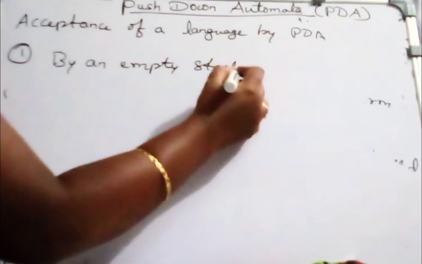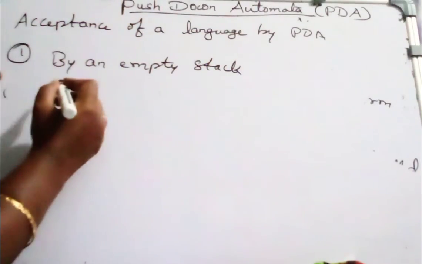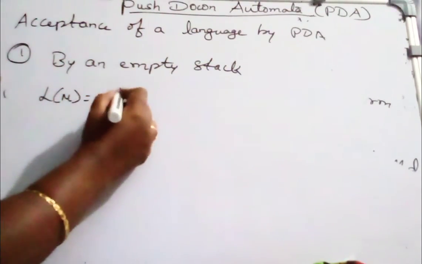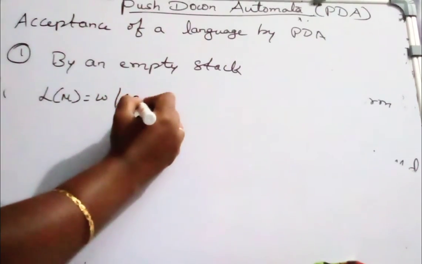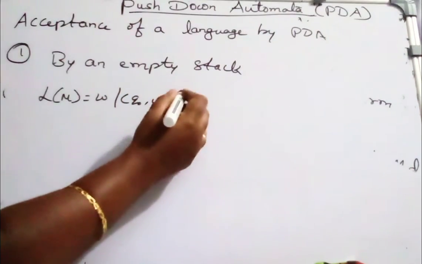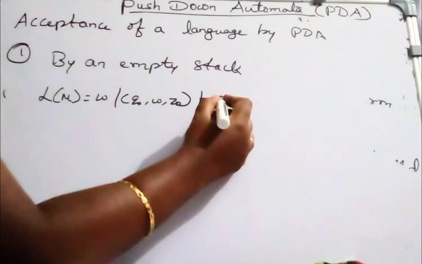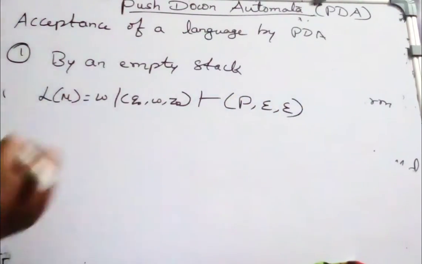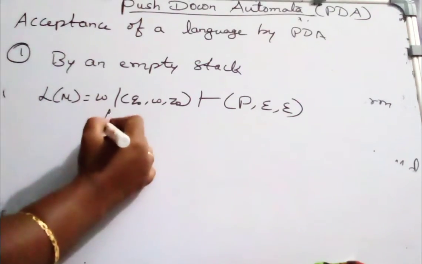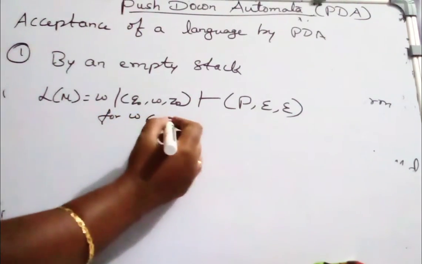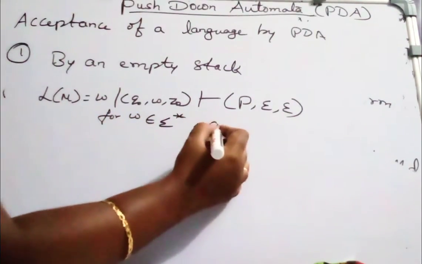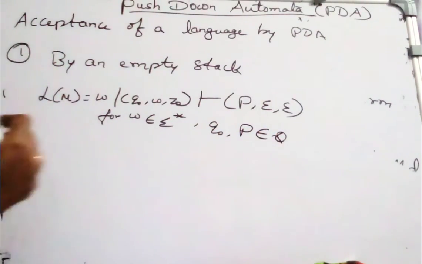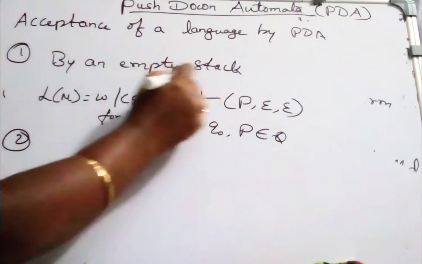If it is accepting the language by an empty stack, then we write L(M), the language of the machine, is equal to {W | (Q0, W, Z0) ⊢* (P, ε, ε)}. So this is how we write it, for W belongs to Σ*, and Q0, P belongs to Q. Okay, this is one method, by an empty stack.